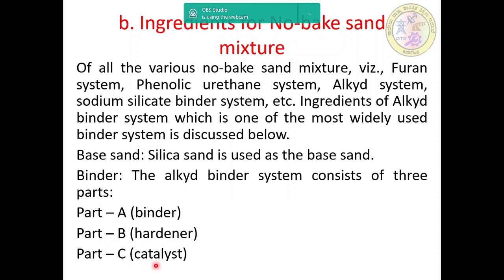Next, part C is nothing but a catalyst. Methylene diphenyl diisocyanate, commonly known as MDI, is used as catalyst to speed up the chemical reaction. Again, its addition ranges from 20 to 25% based on weight of binder.